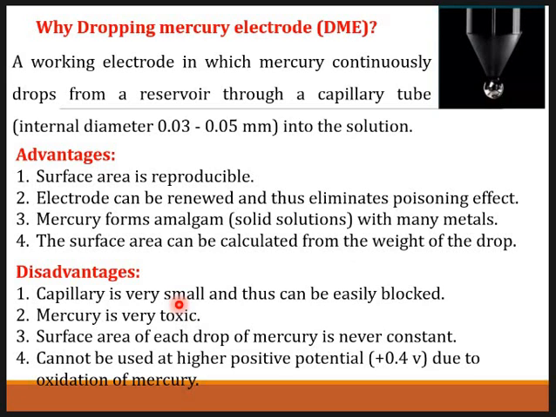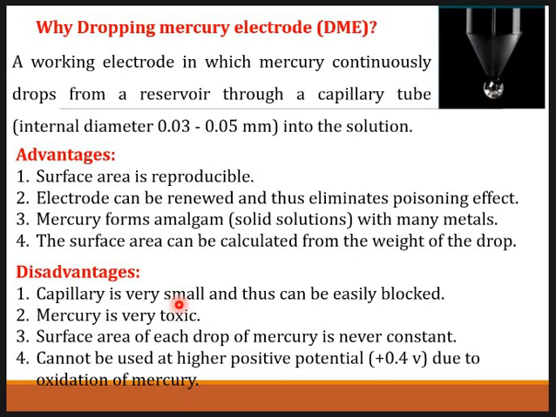The dropping mercury electrode cannot be used at a higher potential, that is, greater than plus 0.4 volt, because at the higher potential the mercury gets oxidized. So one can use mercury only at lower potential, that is, less than 0.4 volt. These were some of the advantages and disadvantages of the dropping mercury electrode.